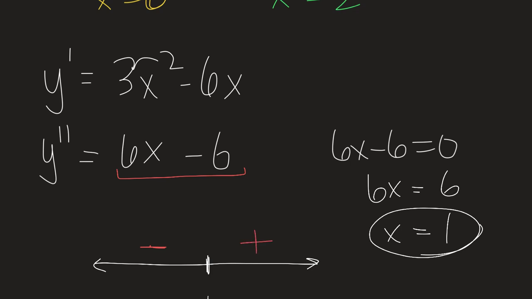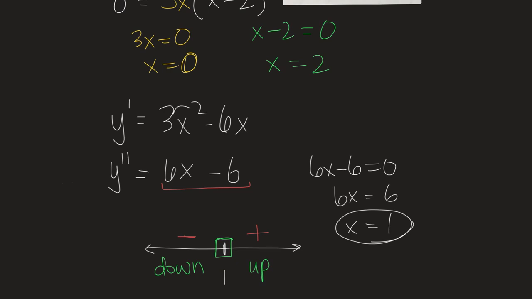Okay, so according to our second derivative test, the function is going to be concave down to the left of positive 1 and concave up to the right of positive 1. This is what our second derivative test can tell us, which means we're going to have a point of inflection at 1, when x equals 1.